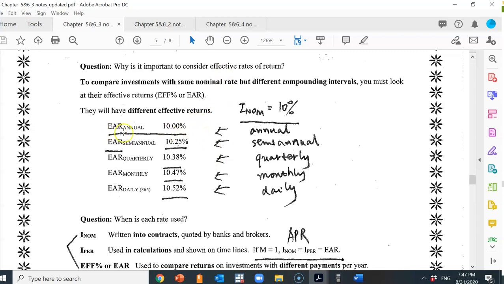So the effective annual rate is 10% for the annual case, 10.25% for the semi-annual case, 10.38% for the quarterly case, 10.47% for the monthly case, and 10.52% for the daily case. So you know probably the daily frequency is the best. It gives you the highest EAR. You can compare all these effective annual rates because they are at the same frequency.